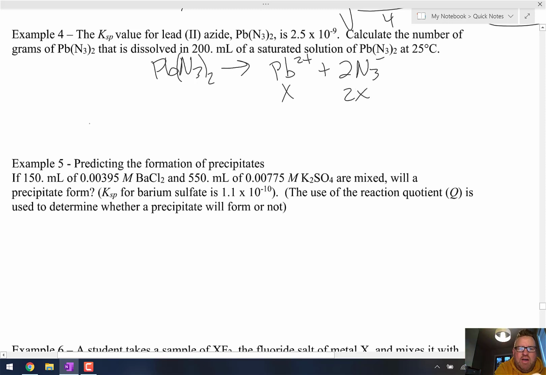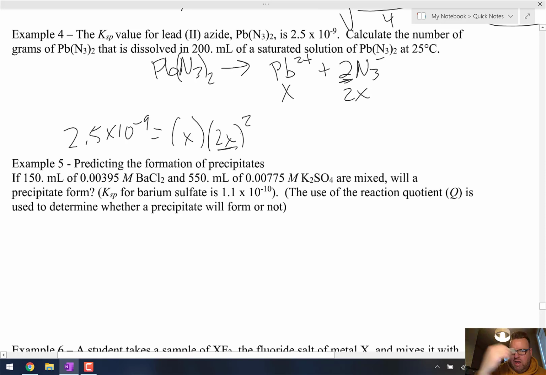So you're going to have 2.5 times 10 to the negative ninth equals X times 2X, squared. Again, don't forget to square that. Remember to use that 2 from the balanced equation twice: once to double it, and then another time to square it. So again, we have 4X cubed.